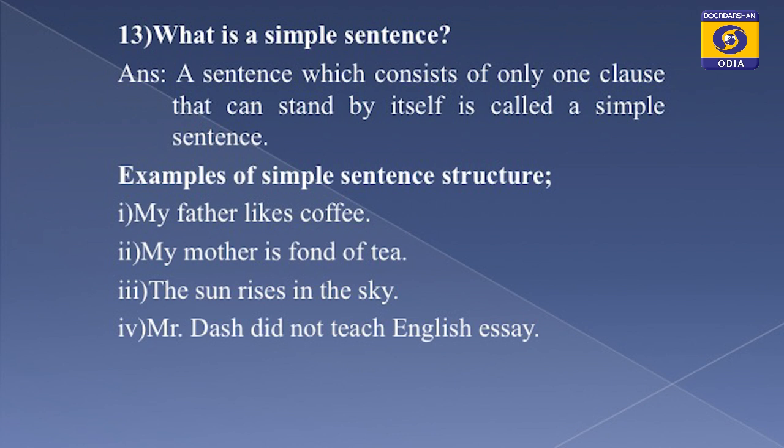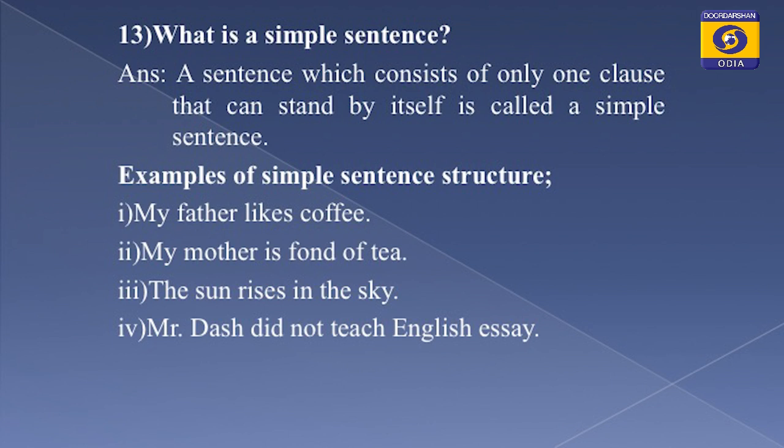My father likes coffee. This is a simple sentence. My mother is fond of tea. This is a simple sentence. The sun rises in the sky. This is a simple sentence. Mr. Das did not teach English essay. This is a simple sentence. Why? Because in example 1, likes is the only one finite verb and it gives a complete sense. My mother is fond of tea gives us a complete sense. The sentence gives us a complete sense. There is only one finite verb. So, this is a simple sentence.